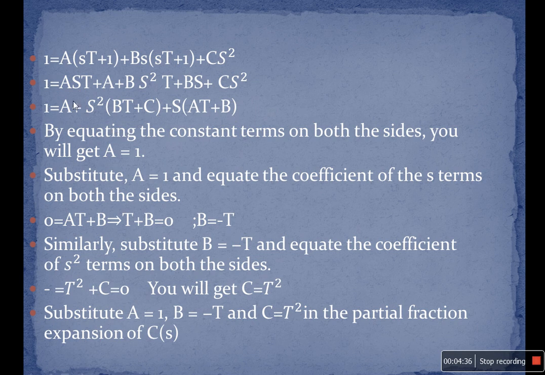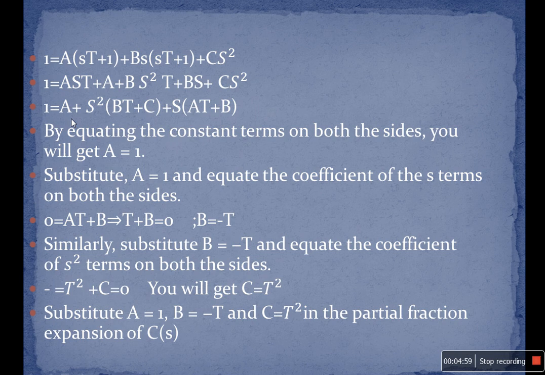So we need to obtain the values of a, b and c. To get them, first I equate the constant terms on both sides. On the left hand side we have the constant term 1. On the right hand side we have only one constant term, that is a. So that's the reason we get a equal to 1.